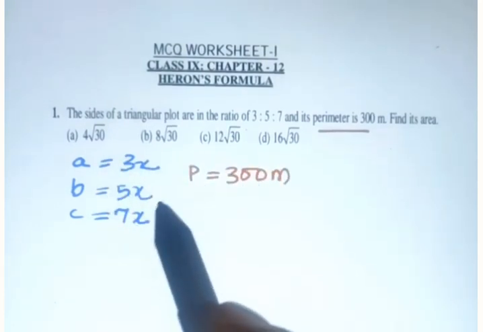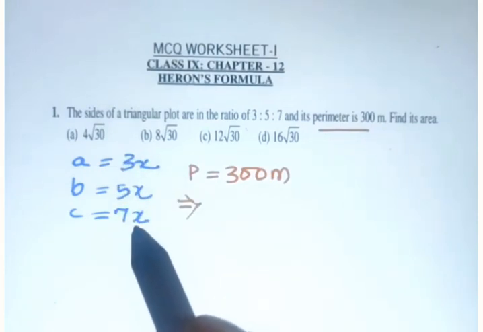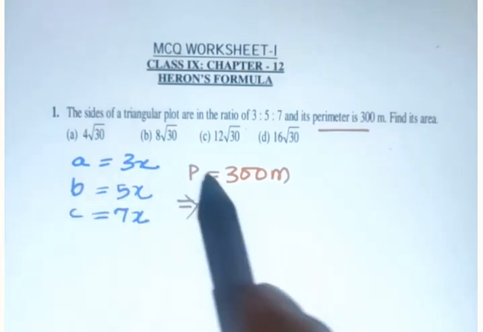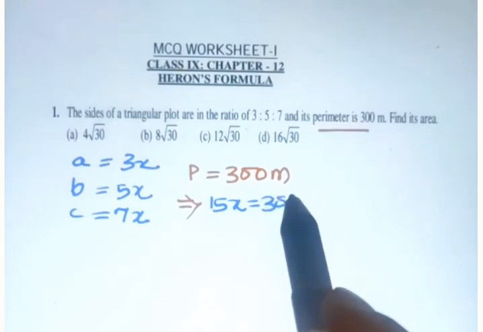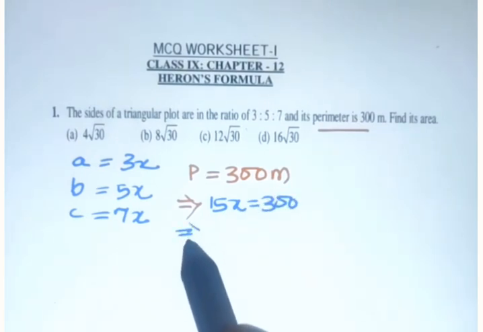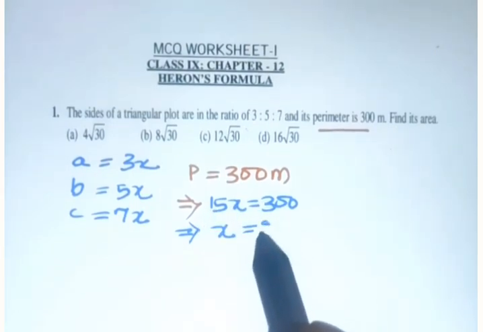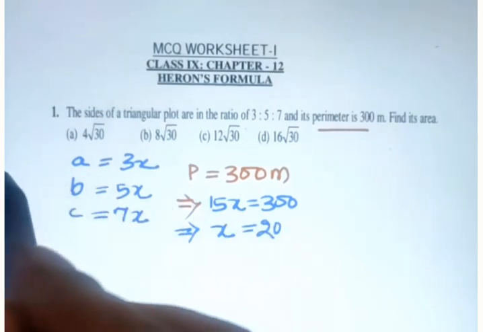So the perimeter is nothing but the sum of the three sides. So let's add all these 3x, 5x, 7x. Add करेंगे तो हो जाएगा 3 plus 5 8, 8 plus 7 15. So it is 15x is equal to 300. So now solving this simple equation, we get x is equal to 300 divided by 15, which will give you 20. So we got the value of x.